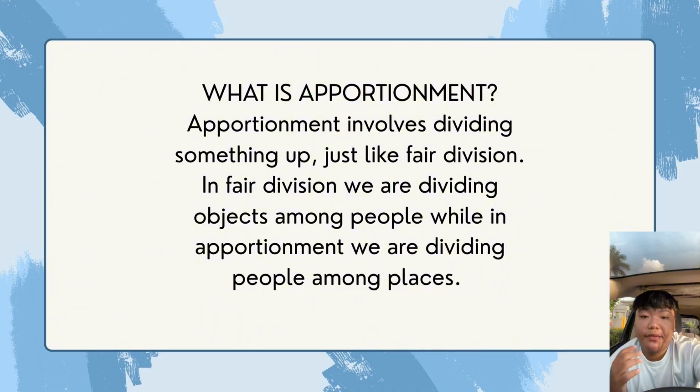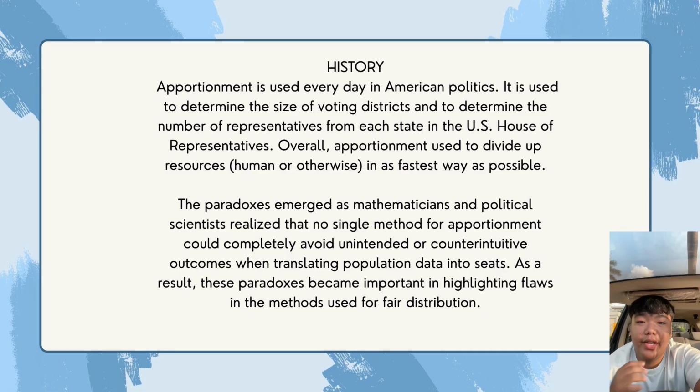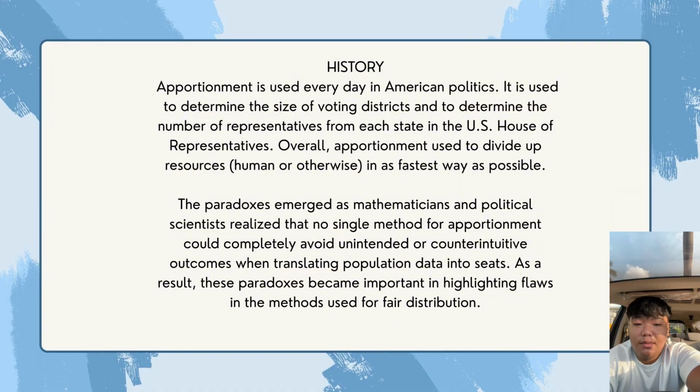Apportionment involves dividing something up just like fair division. In fair division, we are dividing objects among people, while in apportionment, we are dividing people among places. In history, apportionment is used every day in American politics. It is used to determine the size of voting districts and to determine the number of representatives from each state in the US House of Representatives. Overall, apportionment is used to divide up resources as fairly as possible.